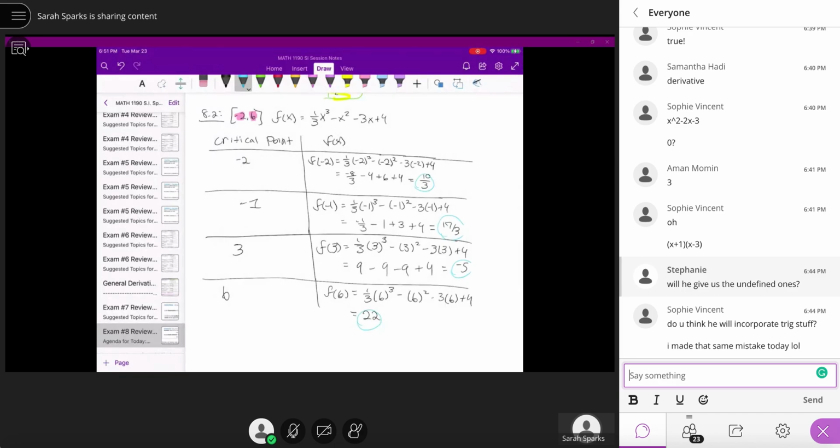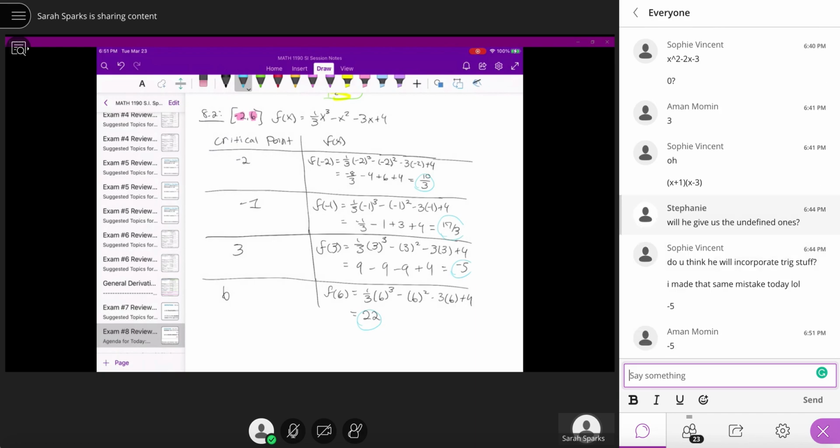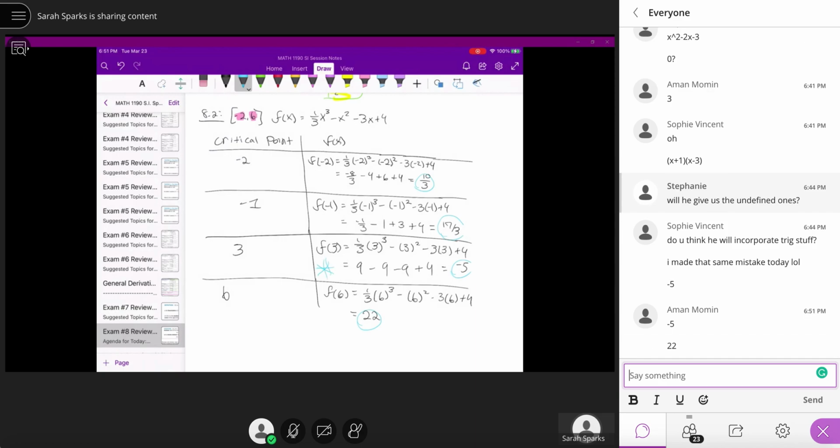All right, so now we just have to look at the right side of the table and say, okay, what is our smallest y value? Which of those 4 values is the smallest? Yeah, -5, right? And then which one is the largest? 22. Yeah, that's absolutely right. So we're going to have -5 as our absolute minimum and 22 as our absolute maximum.